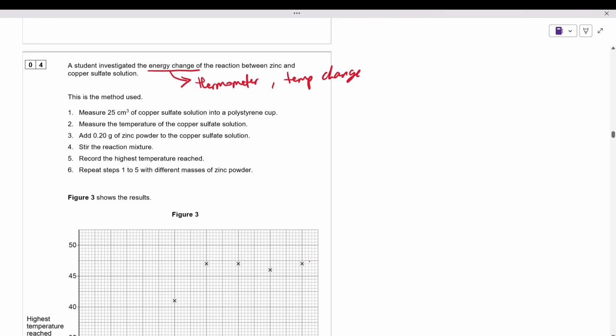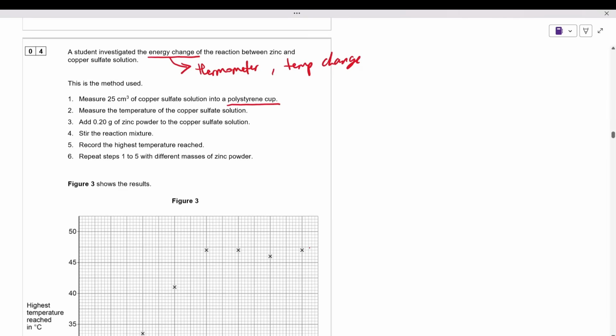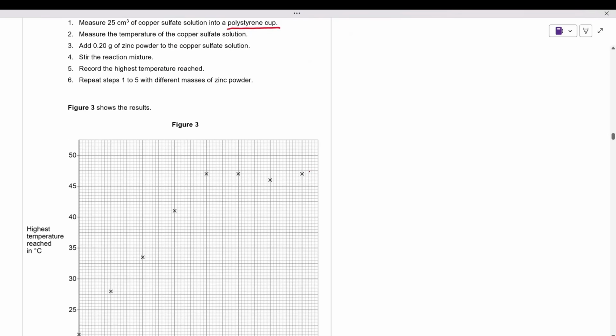So they measured 25 centimeters cubed of copper sulfate solution in a polystyrene cup. That polystyrene cup is quite important. Measure the temperature of the copper sulfate solution, and then add 0.2 gram of zinc powder to the copper sulfate solution. Stir that mixture, record the highest temperature reached, and repeat steps 1 to 5 using different masses of the powder. So this is what the result shows.